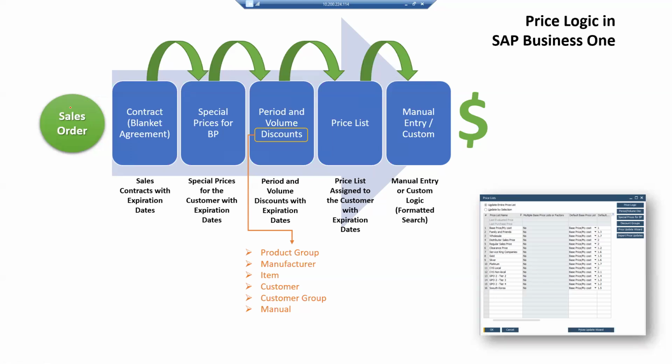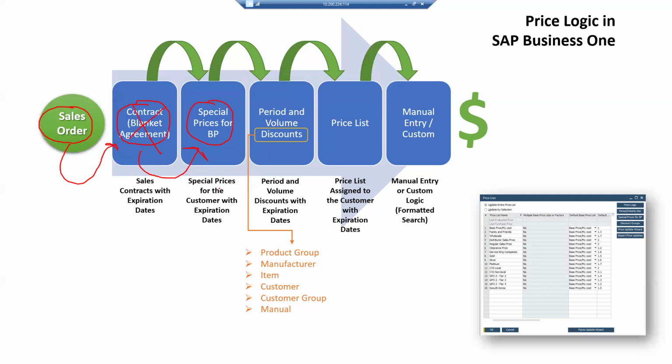It's very straightforward. When we put in a sales order or a quote, the first thing SAP does is look to see, is there a blanket agreement? A blanket agreement is another word for a contract. It's SAP semantics for contract. Is there a contract with this customer where they've agreed to buy X amount of product over a certain amount of time to get a very special discount? If there is no contract, then SAP will automatically look to see, are there any special prices put in just for this business partner? So we were working with Earthshaker earlier.